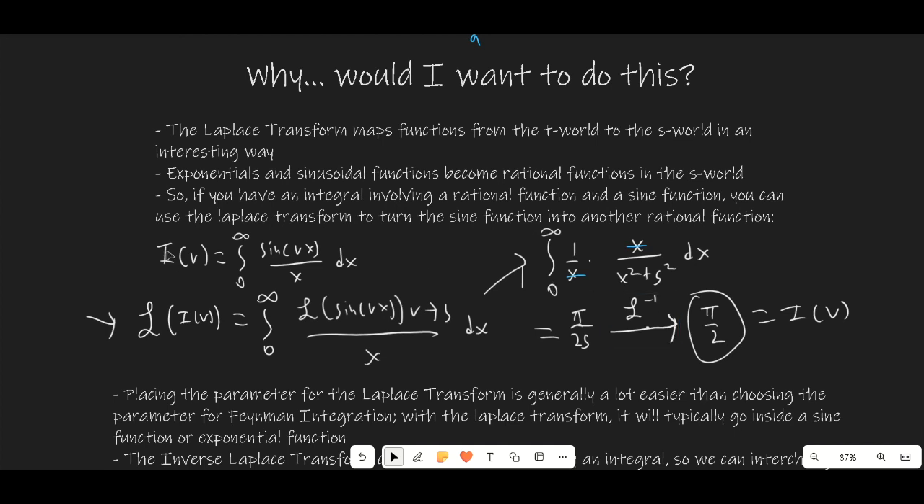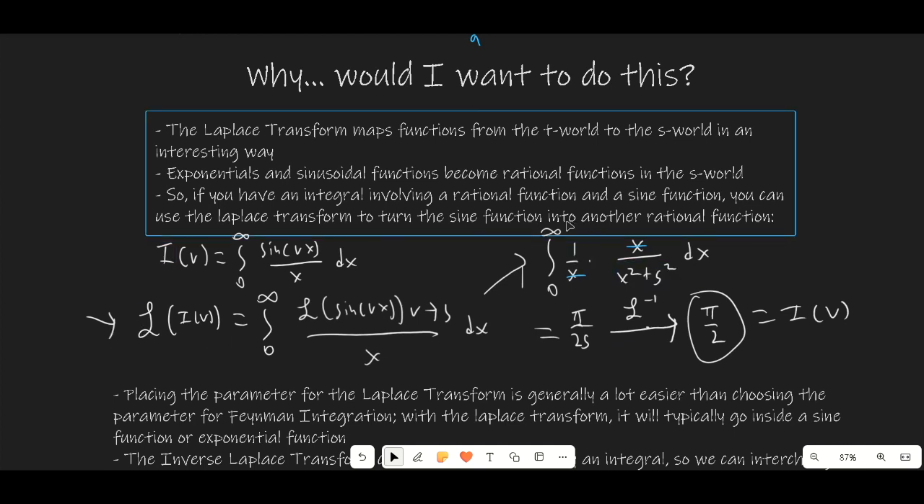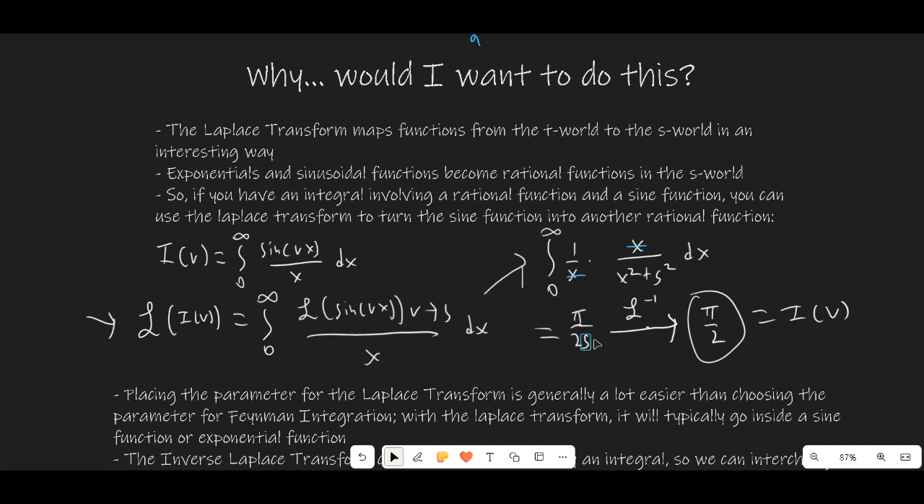Here in this example, we have sine of vx, and then we decide to take the Laplace transform. It becomes a simple arctangent integral, and we get that the Laplace transform is pi over 2s. Taking the inverse Laplace transform, we get that I of v is just equal to pi over 2 for any value of v greater than 0. A very important thing to note here is that the Laplace transform will always report a value if the Laplace transform converges for any value of s.